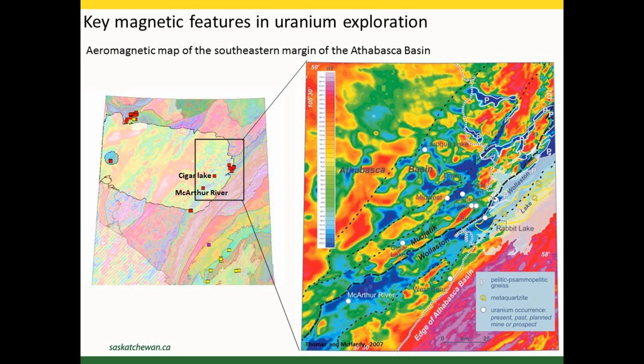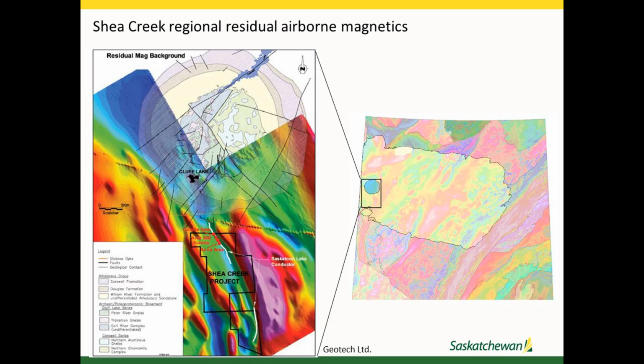And also they are along these lineament features. It can be big structures in the basin. Another example is the Shea Creek area. Most of the exploration activities are concentrated in this low mag corridor here. Again, it can be structures, alteration zones, or pelitic sedimentary rocks.